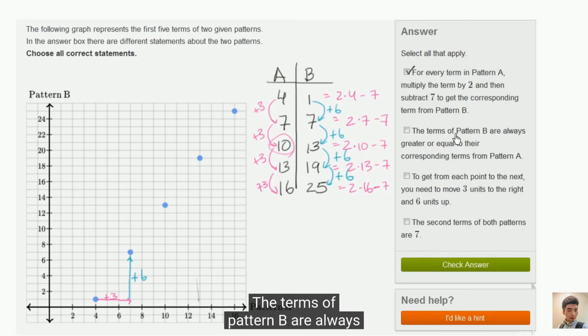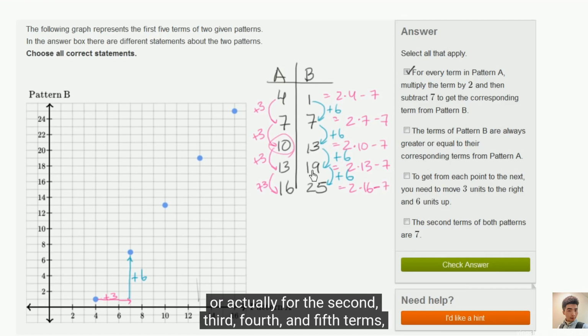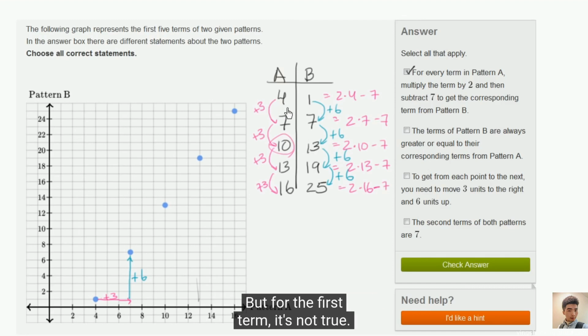Now let's look at the second one. The terms of pattern B are always greater than or equal to their corresponding terms from pattern A. Well, no, that's not right. It's true for a couple of scenarios. Here, for the second, third, fourth, and fifth terms, pattern B is equal to or greater than pattern A. But for the first term, it's not true. Pattern A is greater. So this is not right.